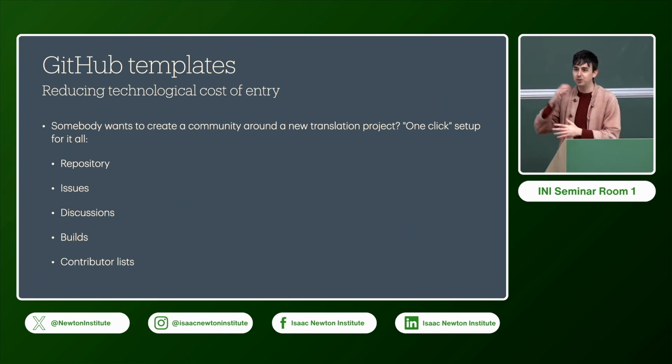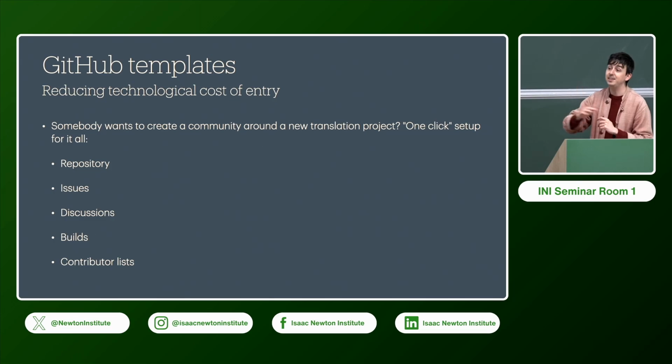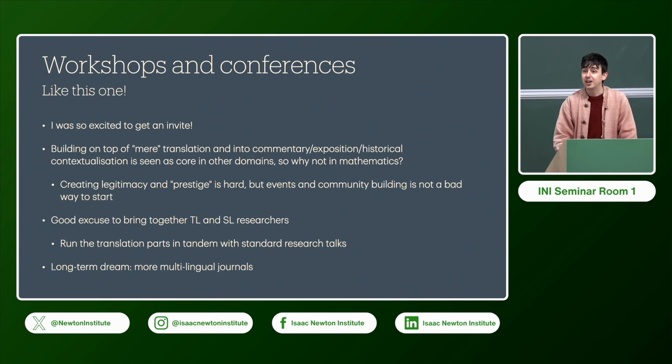Something I would like to do is reduce the barrier to entry for all this GitHub technological stuff I talked about, to make it easy for people to use. You click a button and bam, you've got a little thing there, everything's set up for you. That would be nice. And I was so excited to get an invite to this workshop. I don't speak German, I've never read a letter by Brill and Noether, and I don't know that much about this type of geometry, but I was like, whoa, there are people doing translation stuff?